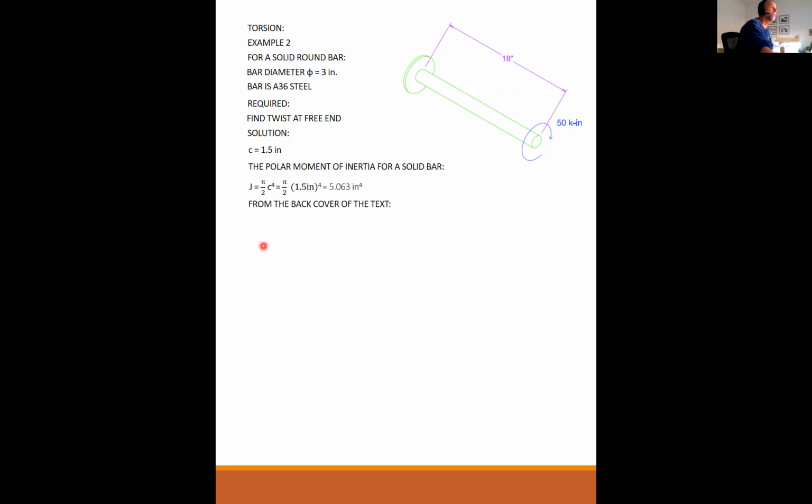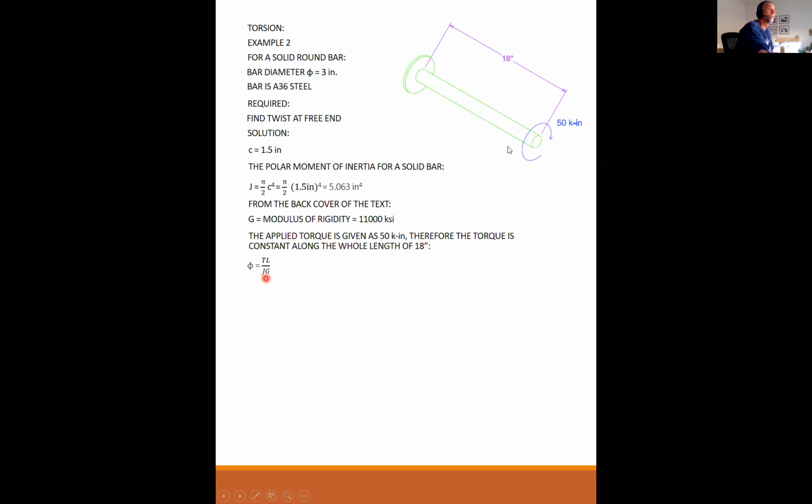From the back cover of the text, you will find the tables. I'm sure everybody's familiar with these tables by now. You find G, the modulus of rigidity for A36 material, and you'll see that it's 11,000 ksi. The applied torque is given as 50 kip-inch. The torque is constant along the length because it is applied here and we're fixed here. Nothing else is happening, so this torque has to be constant along the whole length.